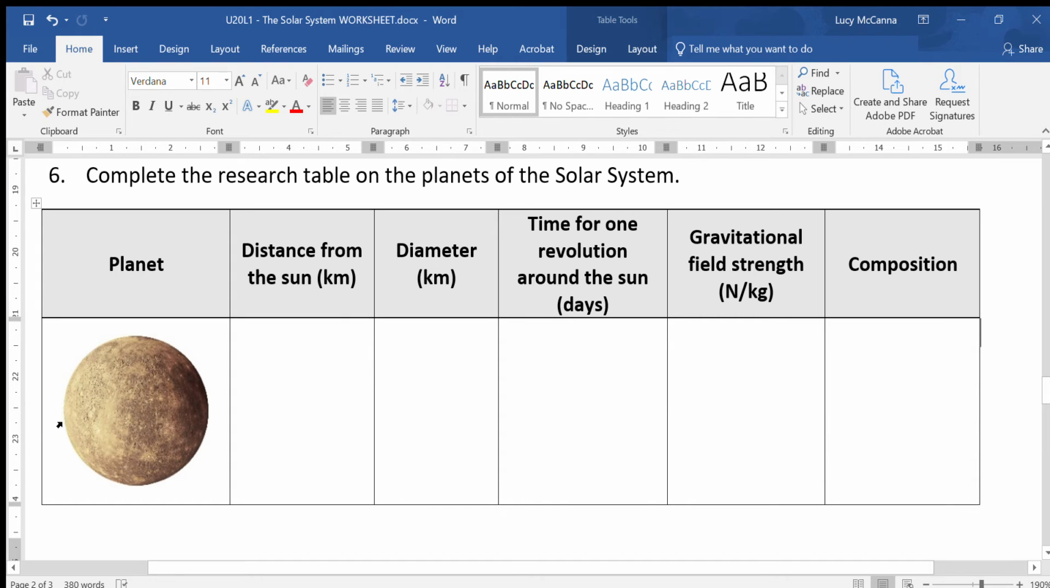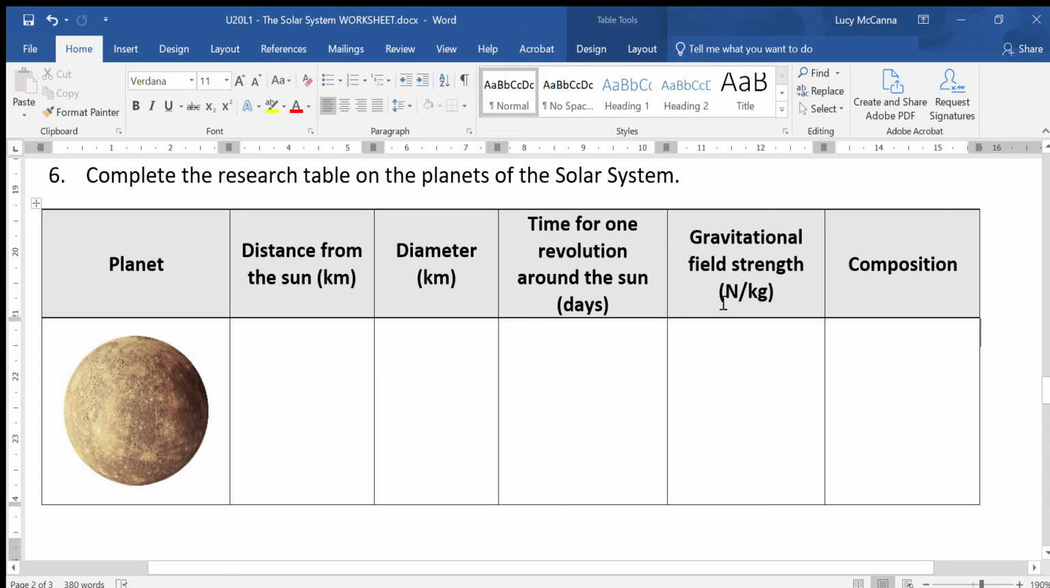Diameter, as a reminder, that is the distance right across a sphere, like that. So you're looking at the diameter in kilometres of your planets. Obviously your first 4 should be quite small compared to the last 4. Time for 1 revolution around the sun in days, so that would be the planet's year. So for example, for Earth that would be 365 days.